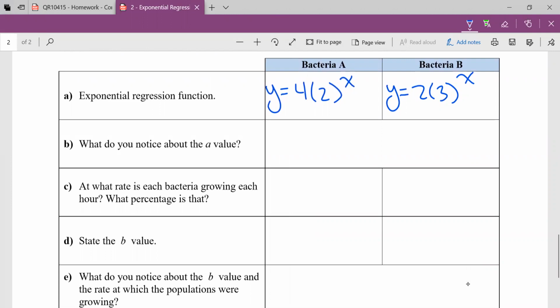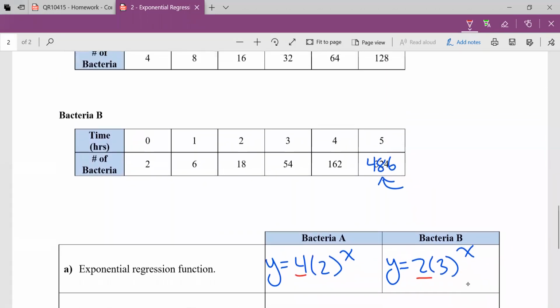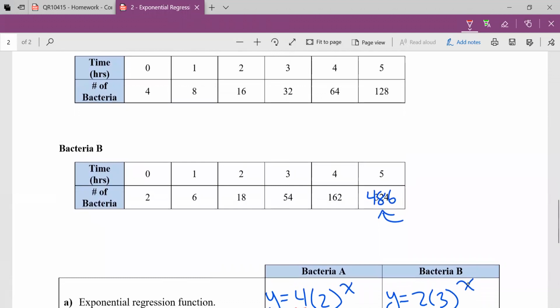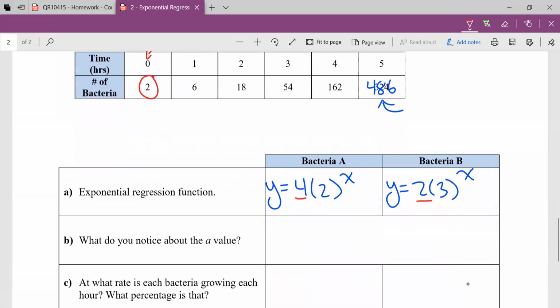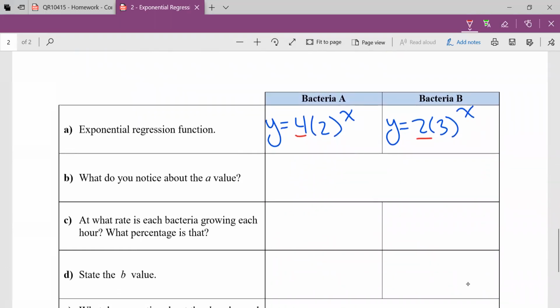What do we notice about the a value? Well, the a value is this one here and here. Let's go back up to our table. I see a 4 and I see a 2, and I see them when time is 0. So that tells me the a value is my initial amount in the context of the question. It's also your y-intercept, but in context, it's the initial amount of bacteria.